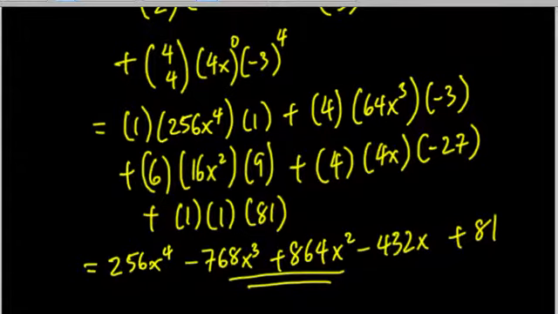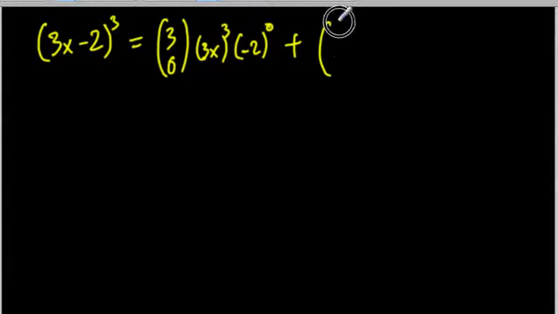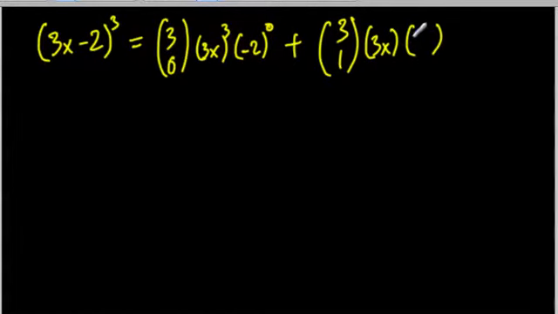Let's do one last one just to make sure we get the concept. Okay, so this is 3x minus 2, cubed. Once again, do the choose and write each of these terms. So it's 3 choose 0. The first term is 3x. The second one is negative 2. This is going to be to the power of 3, and that's going to be to the power of 0. The maximum one first. This is 3 choose 1. Again, 3x, negative 2. This is going to decrease by 1 power, and that's going to increase by 1.